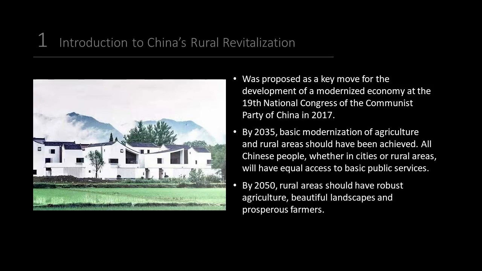So the first section is Introduction to China's Rural Revitalization. The rural revitalization strategy was proposed as a key move for the development of a modernized economy at the 19th National Congress of the Communist Party of China in 2017. China released a package of policies in 2018, charting the roadmap for rural revitalization. The timetable required that by 2035, all Chinese people, whether in cities or rural areas, will have equal access to basic public services. And finally, by 2050, rural areas should have robust agriculture, beautiful landscapes, and prosperous farmers.